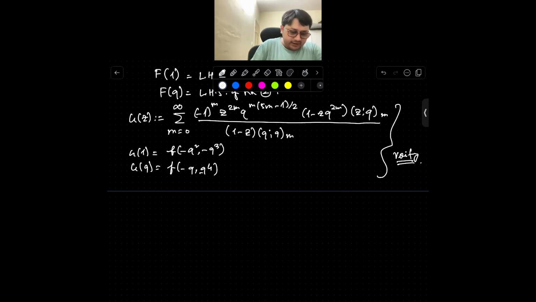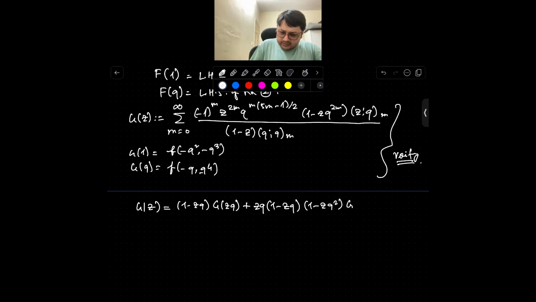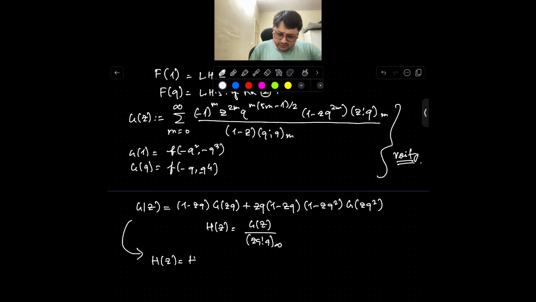So the recurrence that we have is the following. I'm going to write this down. Z of z is equal to (1 minus zq) times Z of zq plus zq (1 minus zq) (1 minus zq squared) Z of zq squared. And if I denote h of z to be Z of z divided by (zq; q cubed) infinity, then this recurrence just becomes h of z equal to h of zq plus zq times h of zq squared.